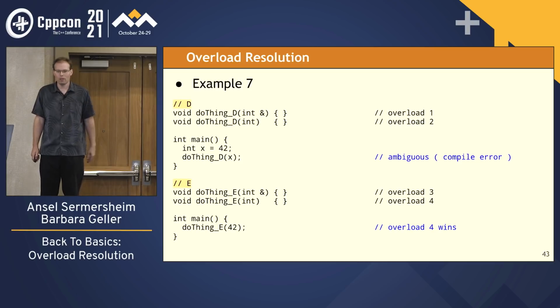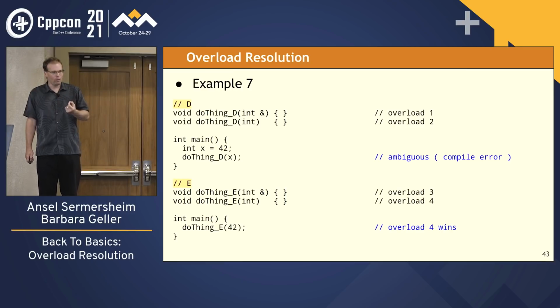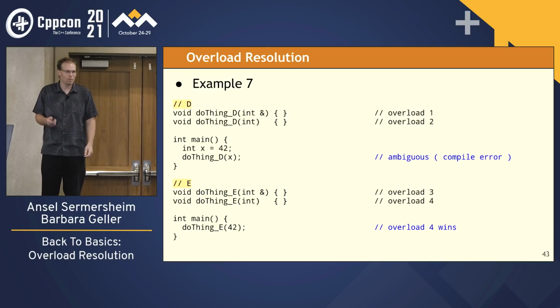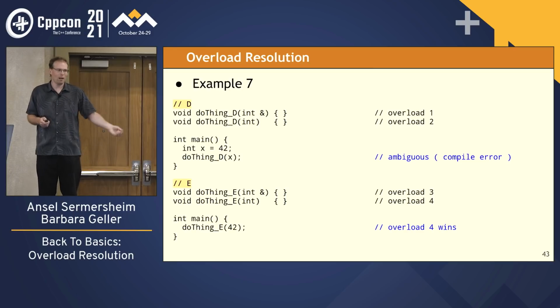So this is ambiguous. In the second case, we have an R value that's an int. You cannot bind an R value to an L value reference. So overload 3 actually isn't a valid candidate. So 4 wins because it's the only remaining candidate. Non-const L value references cannot bind to R values. Thank you. Yes, which is what ours was, yes.